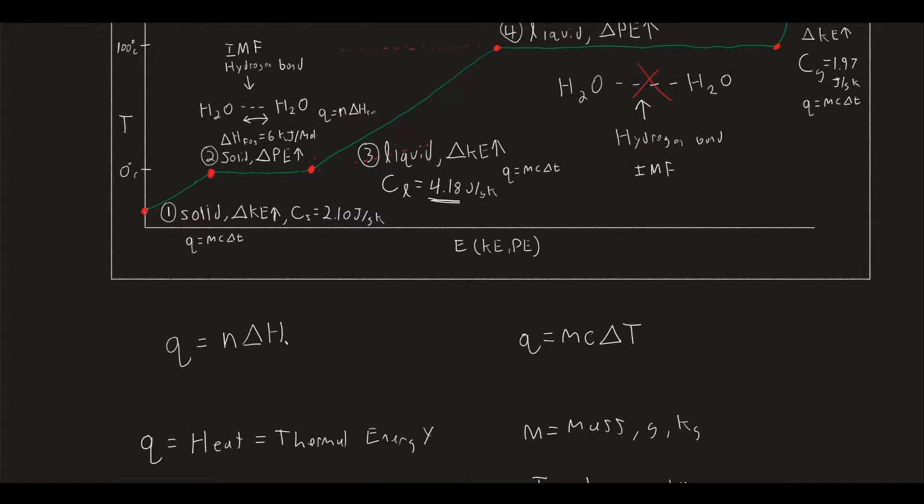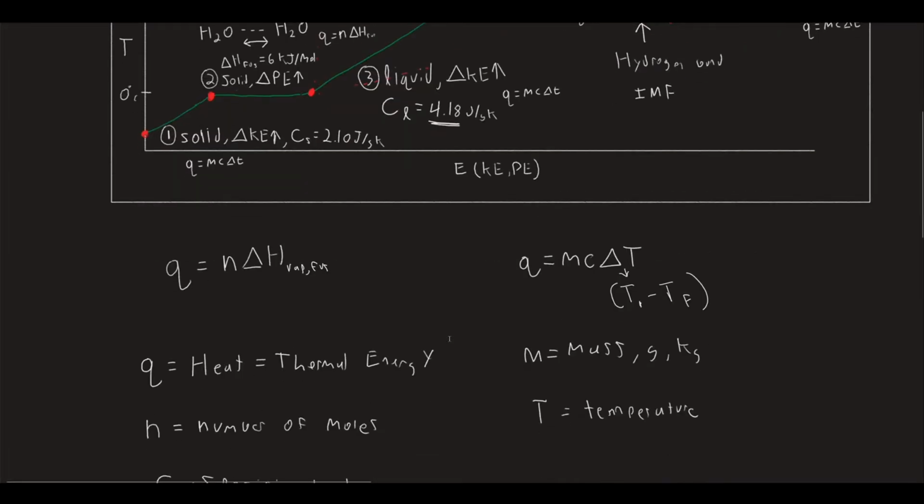So let me state this right here. This is going to be the enthalpy of vaporization or the enthalpy of fusion. So this delta T actually is going to represent the temperature of the initial sample minus the temperature of the final sample.